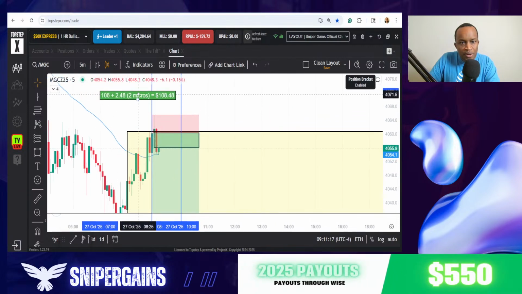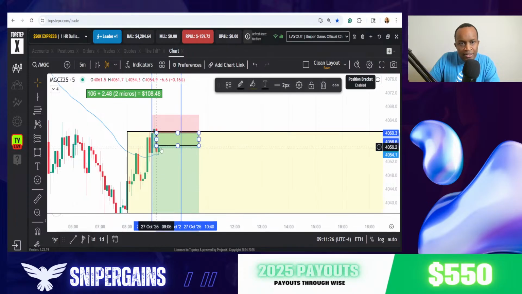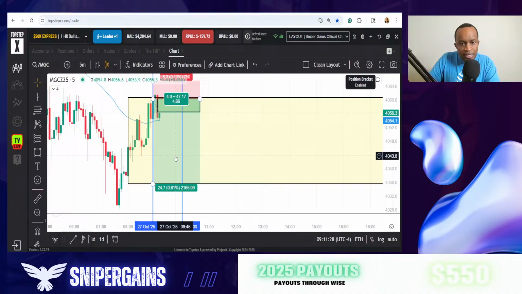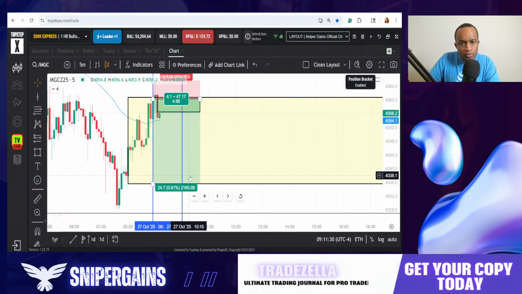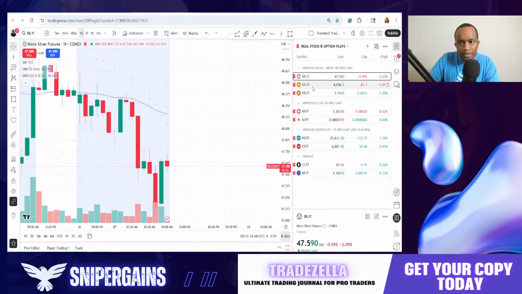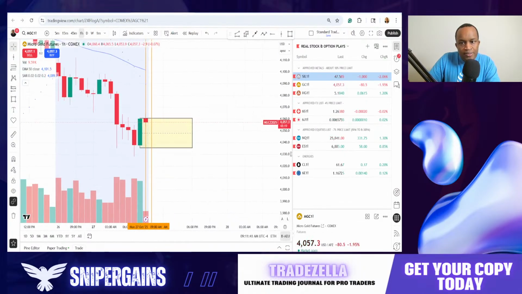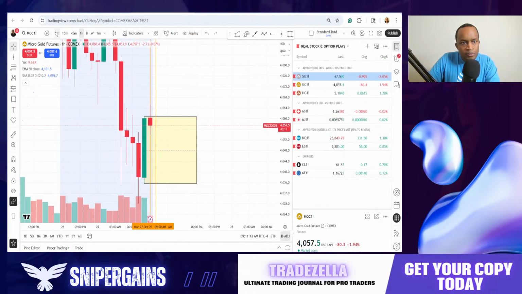So we can only use 2 micros. So the risk is like 108.48. But if I'm right, we would walk out with a little bit of cash at around 466 bucks. But let me confirm it here real quick. I'm going to go to MGC. Take a look at this. I'm going to go here.